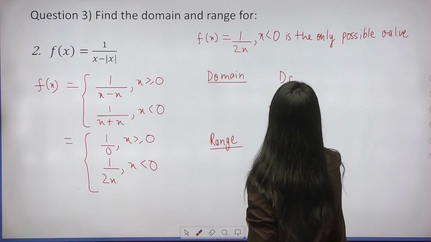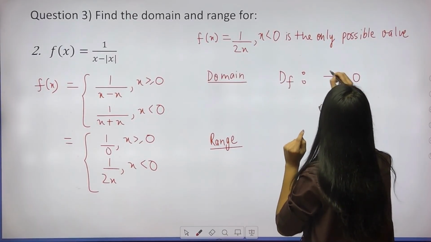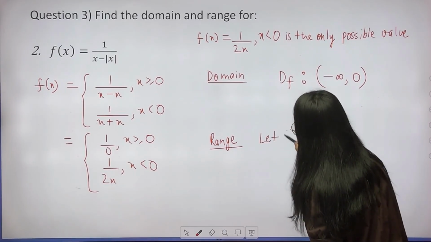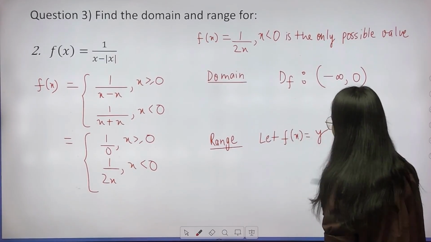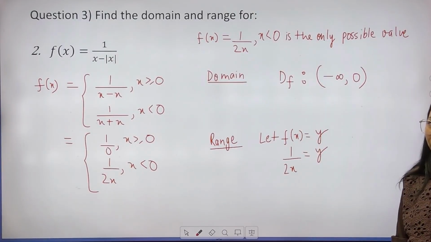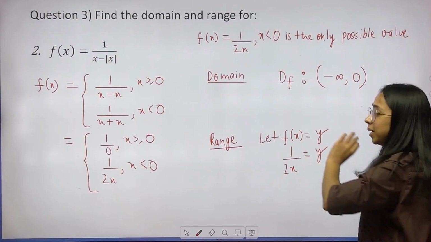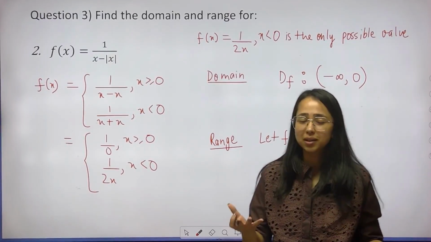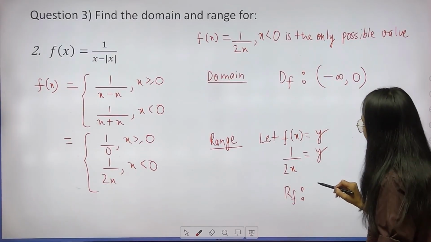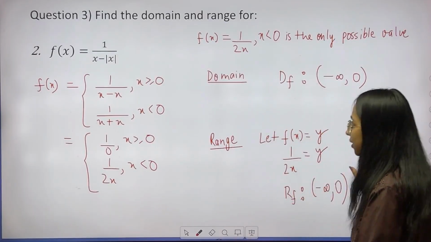Clearly the domain will be x less than 0, which means minus infinity till 0. Now let's find the range. For the range we have f of x equal to y, which means 1 over 2x is equal to y. We already know that x is a negative value, and any negative number multiplied by a positive number will always give us a negative number only. So the range will also be minus infinity till 0. I hope this is clear to everybody.